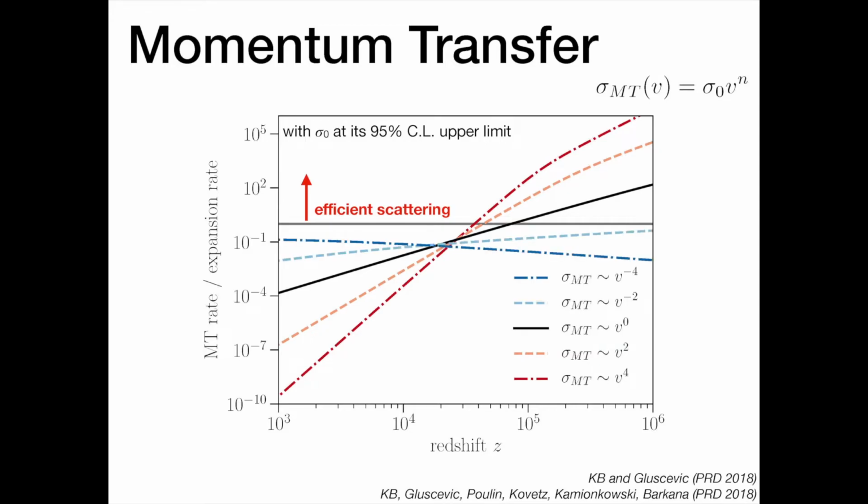On the other hand, if you have negative powers of velocity, you have this behavior. And actually, for a v to the -4 interaction, you flip the slope of this line such that you have less interaction at early times and more so at late times. So these are two different classes of models that have to be treated very differently.